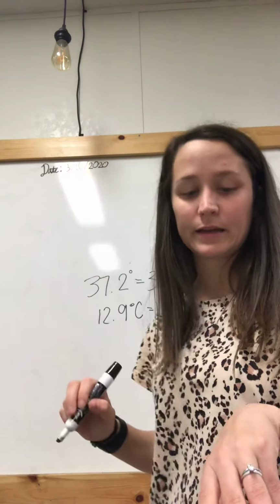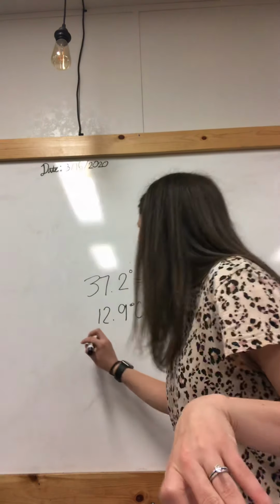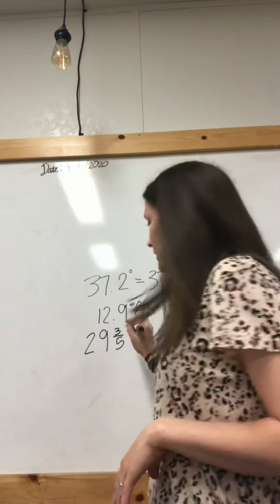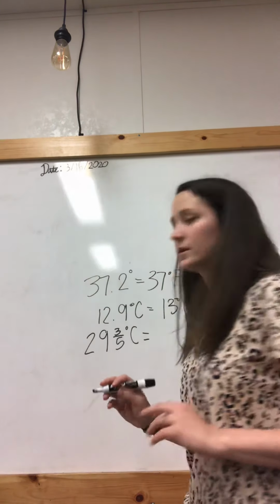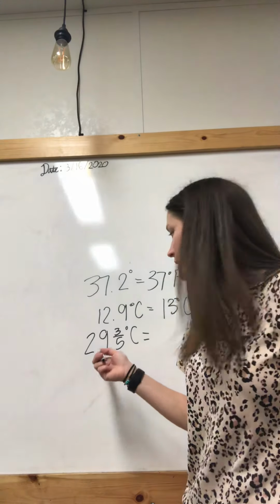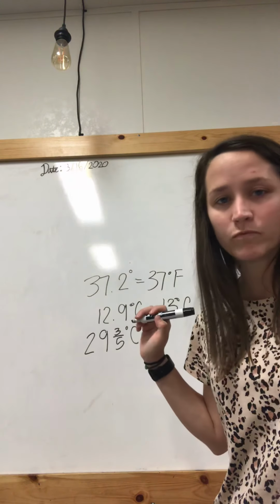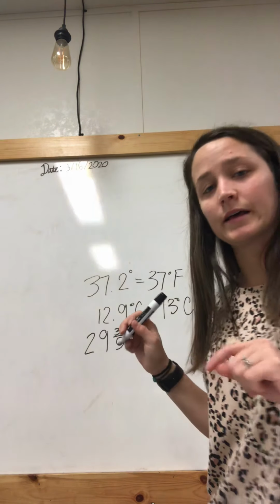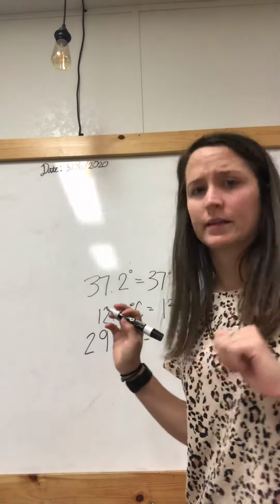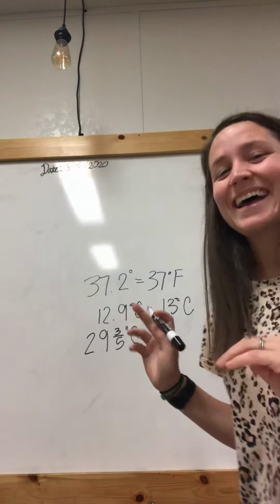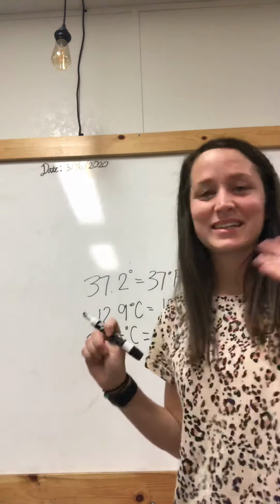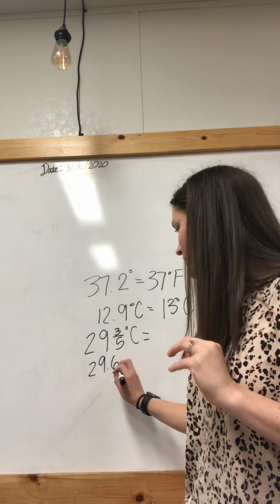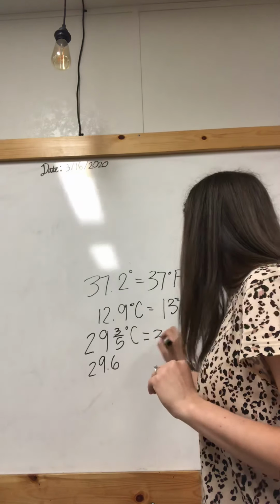Okay, let's go ahead and do one more. So 29 and 3/5 degrees Celsius. Okay, so this one's a little tricky. You have to know what 3/5 is as a percent, which you should know. That is 60%. Yes, it is 60%. Okay, so it would be 29.6. So this 0.6 rounds this up to 30 degrees Celsius.